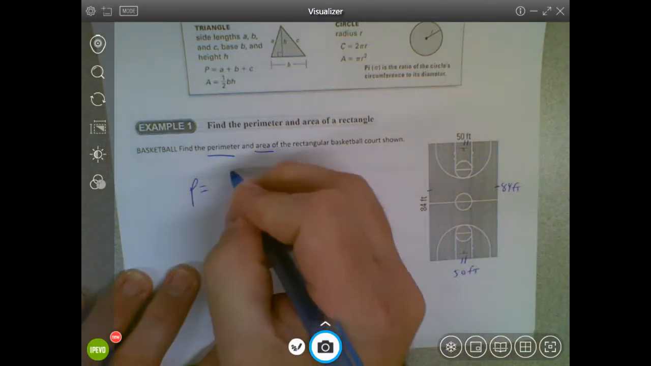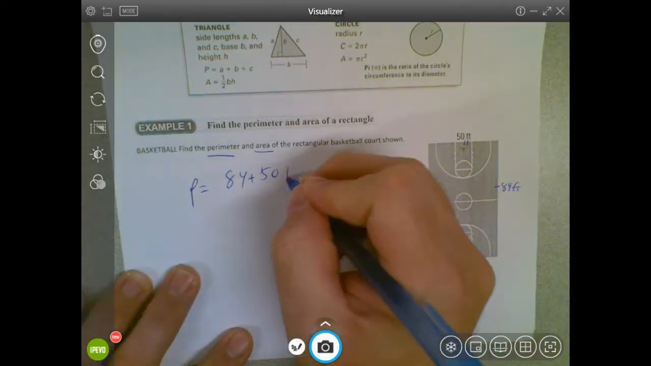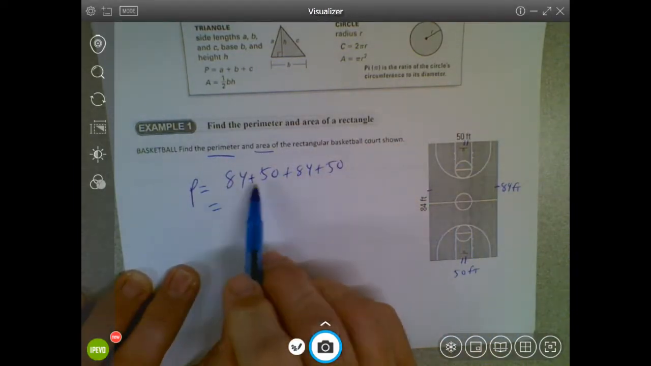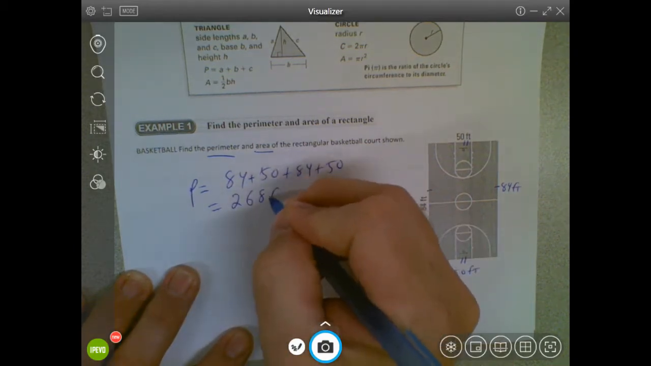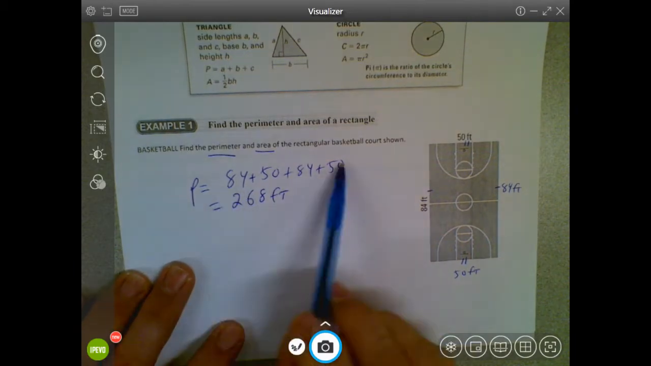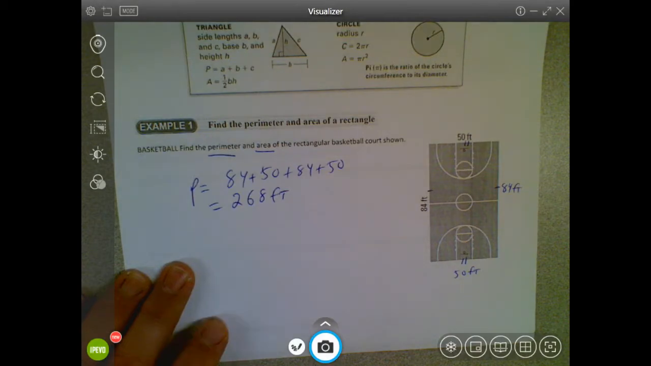I could totally see somebody saying, all right, I'm just going to add up 84 plus 50 plus 84 plus 50. And let's see, that's 268 feet, it looks like. If you add those all up, you can grab a calculator if you want. And that's going to be our total perimeter around the basketball court.